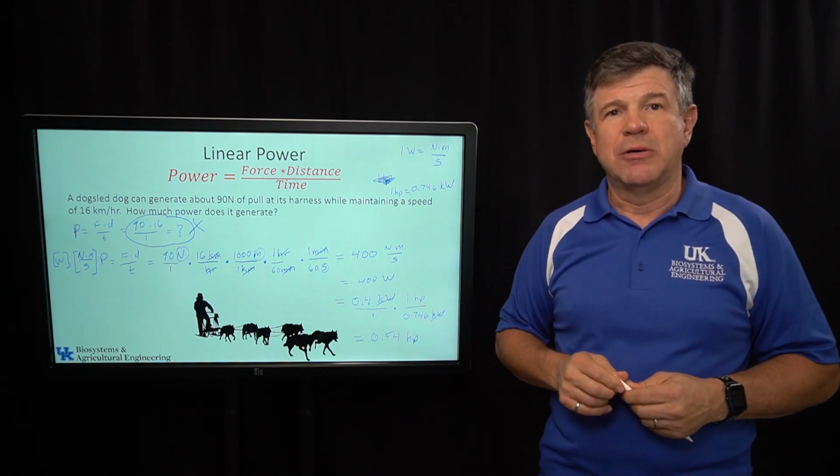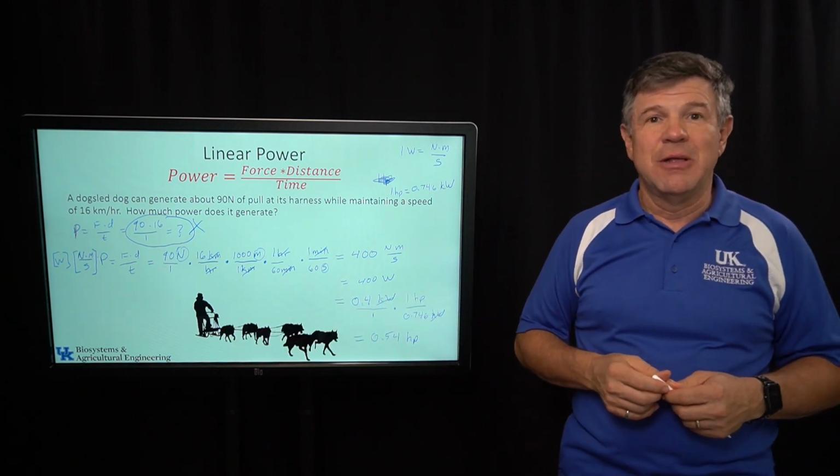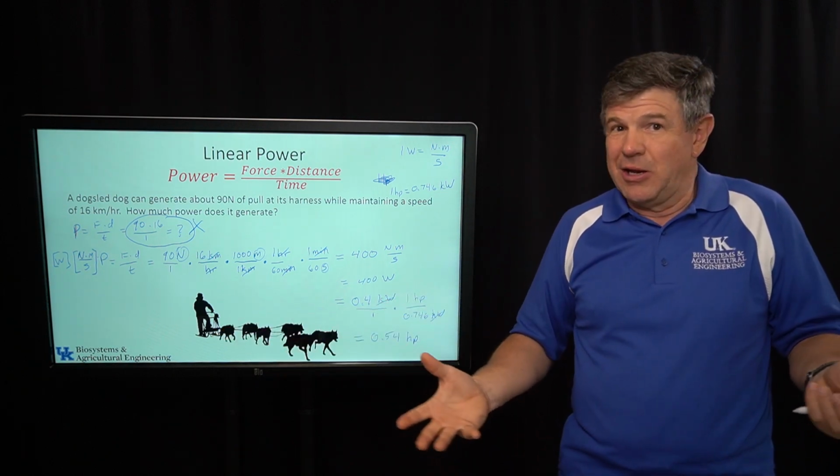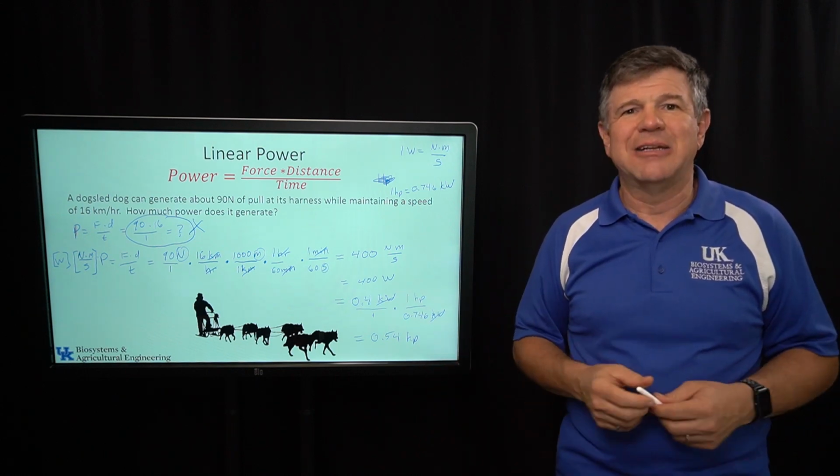So basically, that dog sled working and pulling on that team is like a little bit more than a half a horsepower. So if you count up the dogs, however many dogs you have in a sled team, you can start guessing what the equivalent would be. How big of an engine would that be on that dog sled?